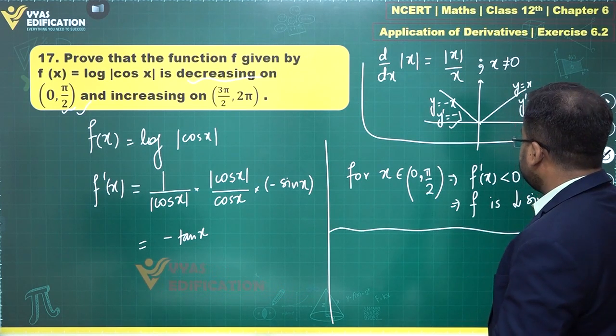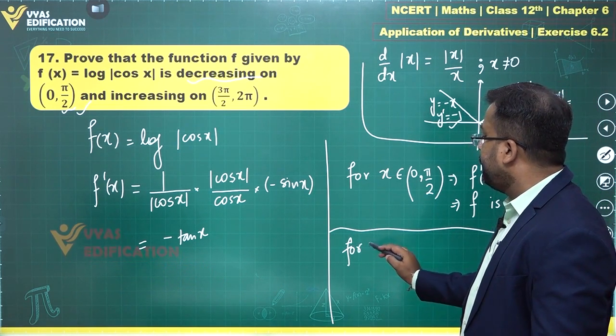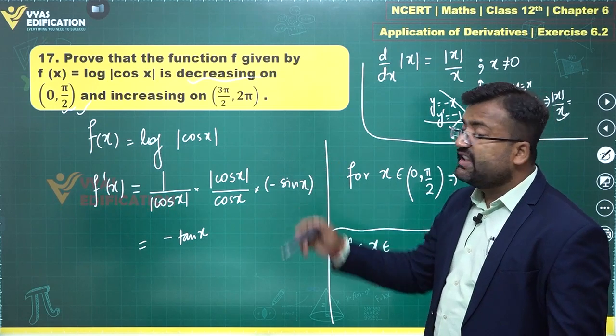The second part says that for x belongs to, what do we have over here? 3 pi by 2 comma 2 pi.